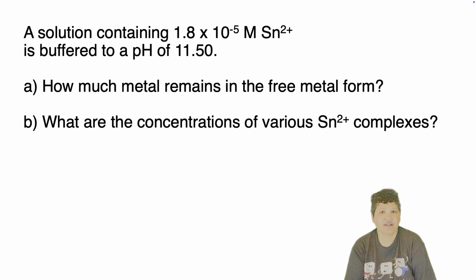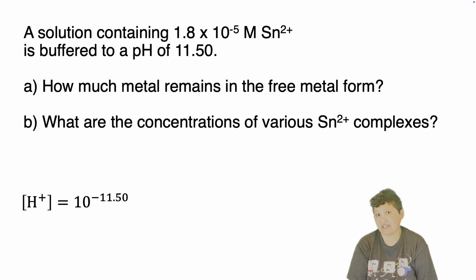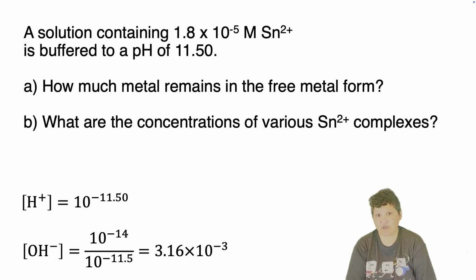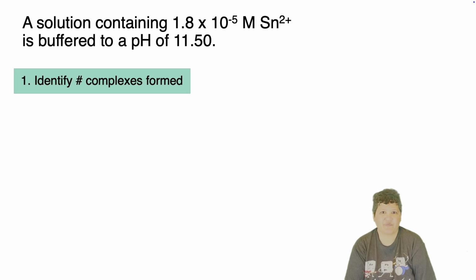Let's start by calculating the concentration of hydroxide. At a pH of 11.5, our H plus concentration will be 10 to the minus 11.5. Our hydroxide concentration will therefore be 10 to the minus 14th divided by the H plus concentration, 3.16 times 10 to the minus third. All right, let's go through the steps we've been using.